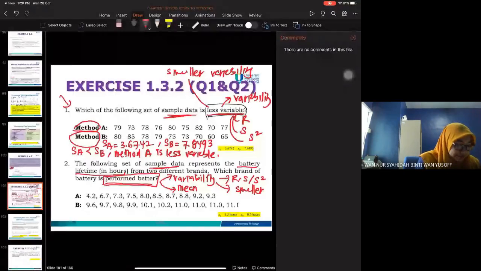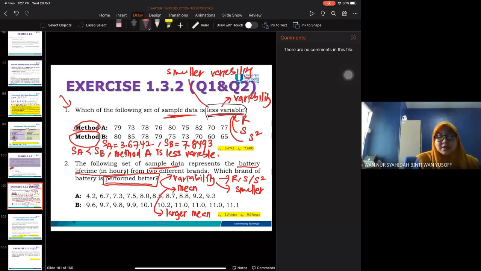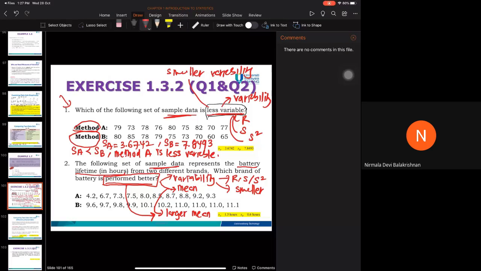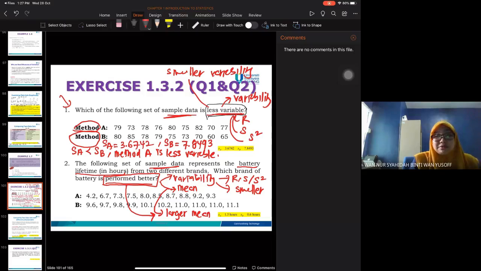So for the mean, your friend said larger. So here we need a larger mean. One of the reasons is because of perform better. Another one is the variable, battery lifetime. The variable is very important. The variable is about battery lifetime, so it will perform better if the lifetime is longer, isn't it? That's why we need a larger mean.